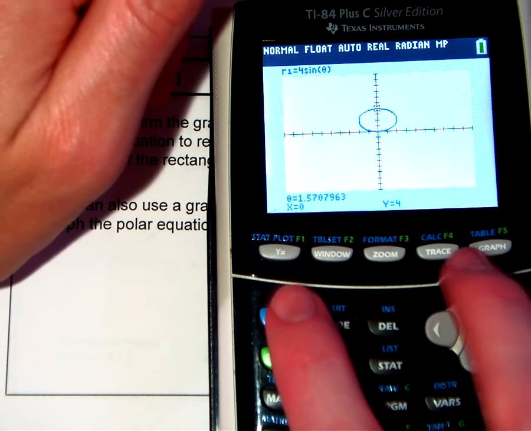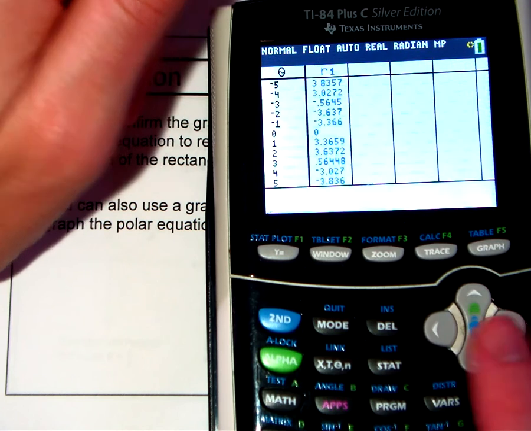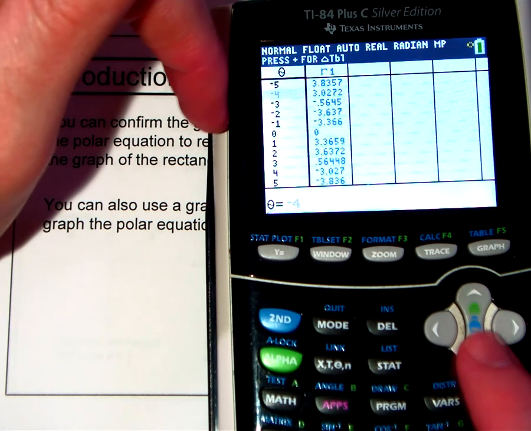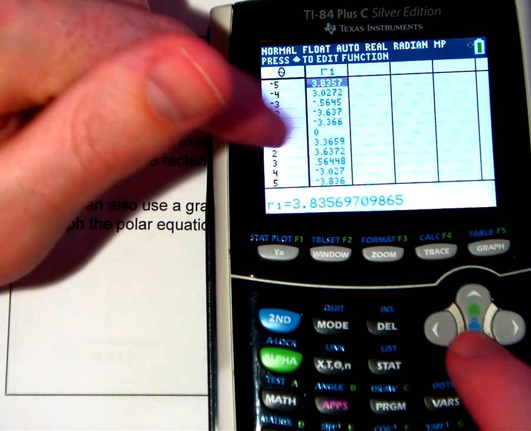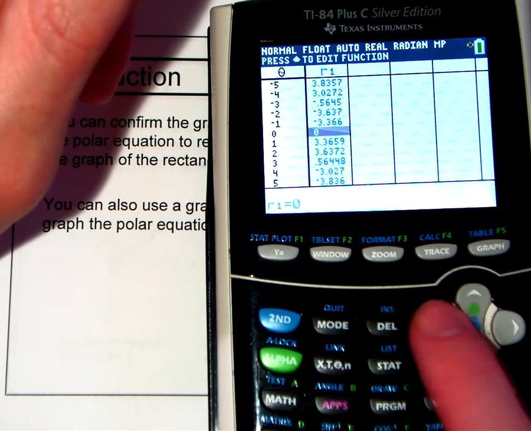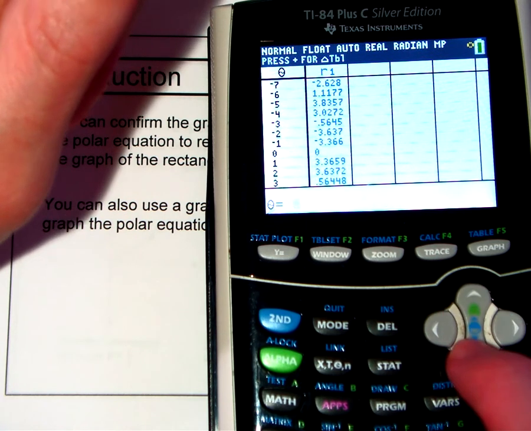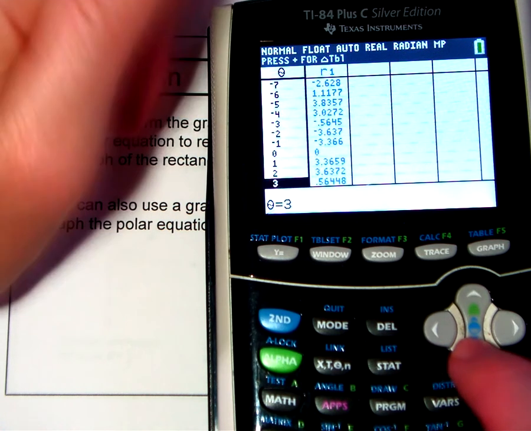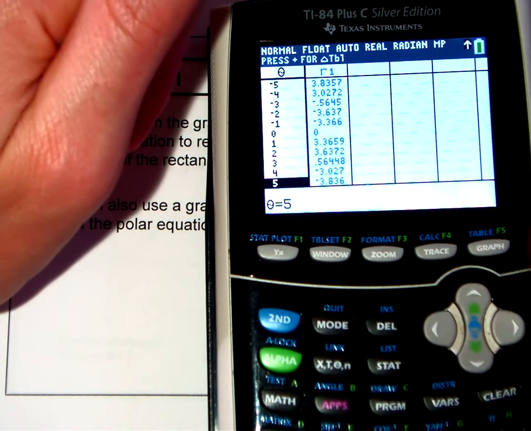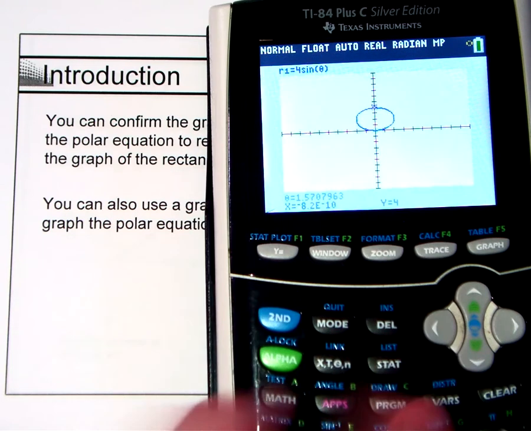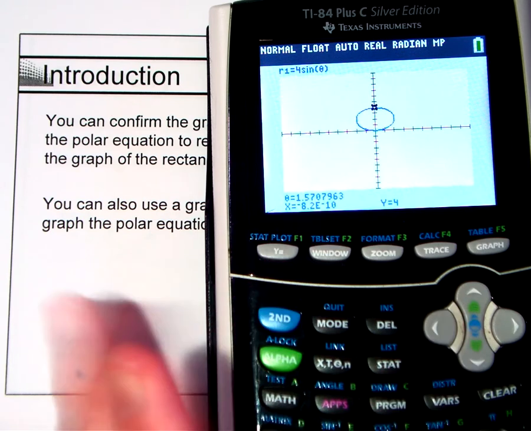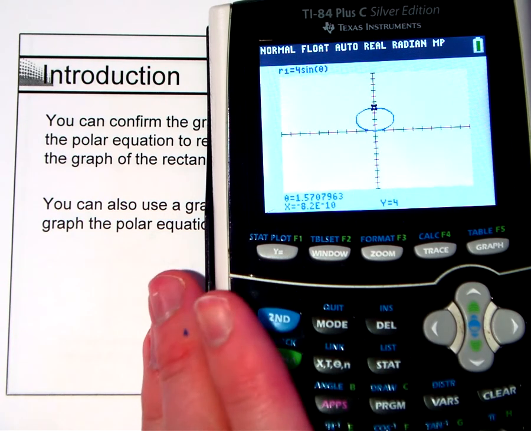If you went to table, it's probably not quite as obvious because you're probably not going to know what these R values are. Or these, yeah, they're giving you whole numbers here of theta. That might be a little bit more challenging. Might just be easier to go through the trace and just type in your angles and then it goes to where it is. Could be helpful.